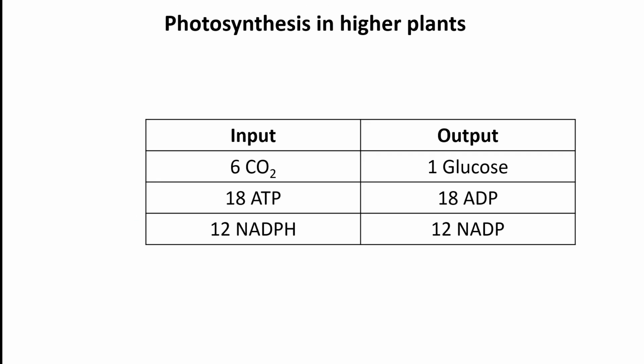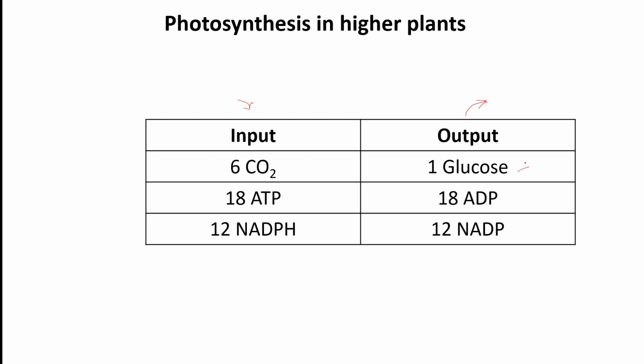Now we have studied the biochemical reactions that occur in the C3 cycle. Now what is the input? What goes in the C3 cycle? And what is the output? What comes out of the C3 cycle? What are the products of the C3 cycle? So 6 carbon dioxide are being used and 1 molecule of glucose is being synthesized.